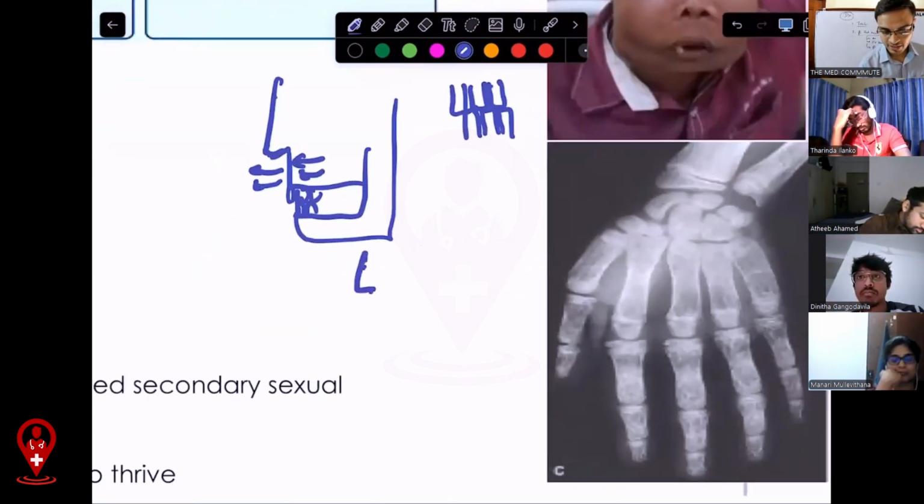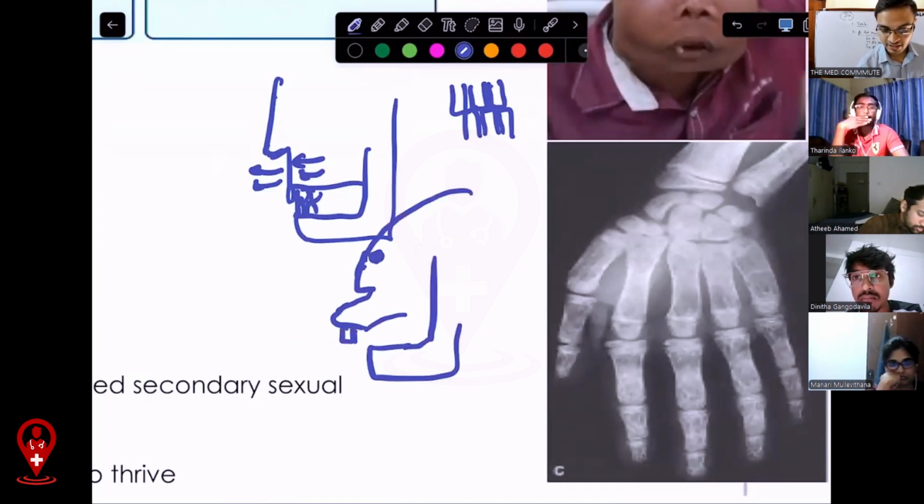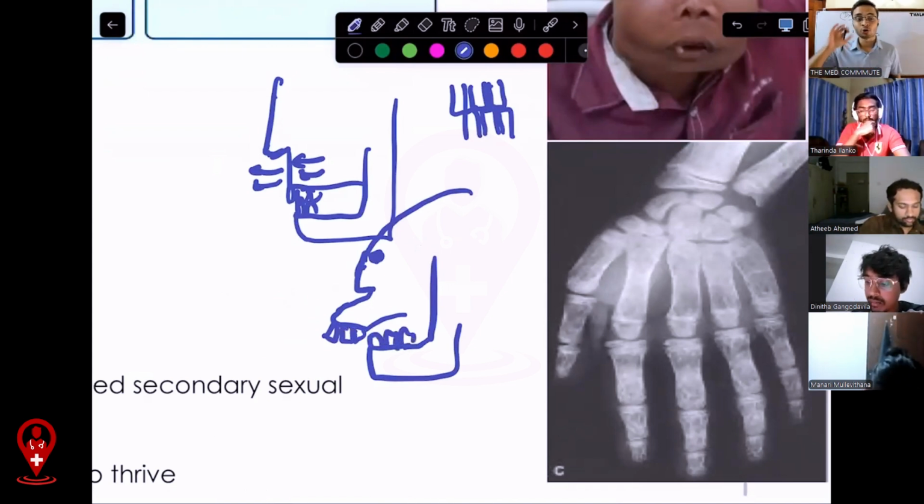So it's going to appear something like this, right? The maxilla starts moving forward. This is the lower jaw, and these teeth are going to be protruding outwards, whereas the lower jaw teeth are still here. This is what we call a large overbite.